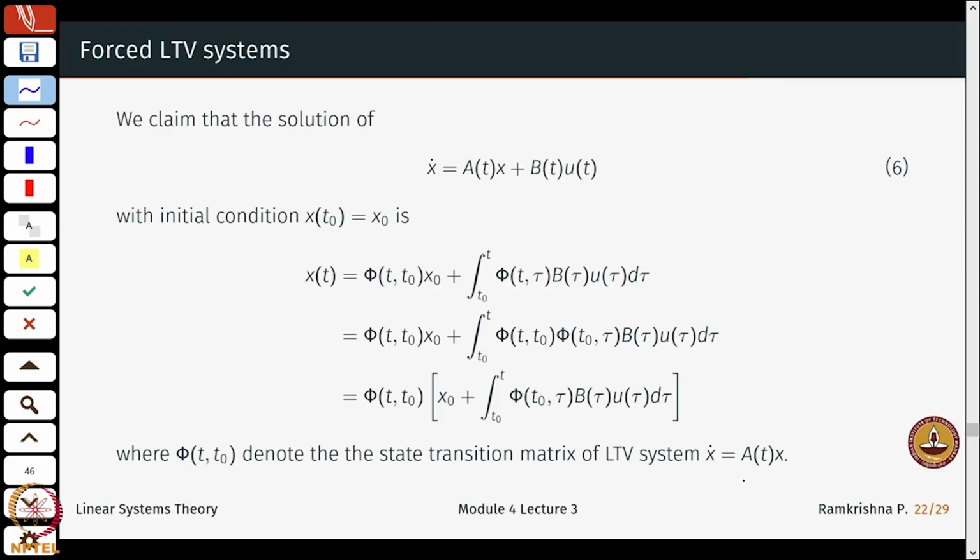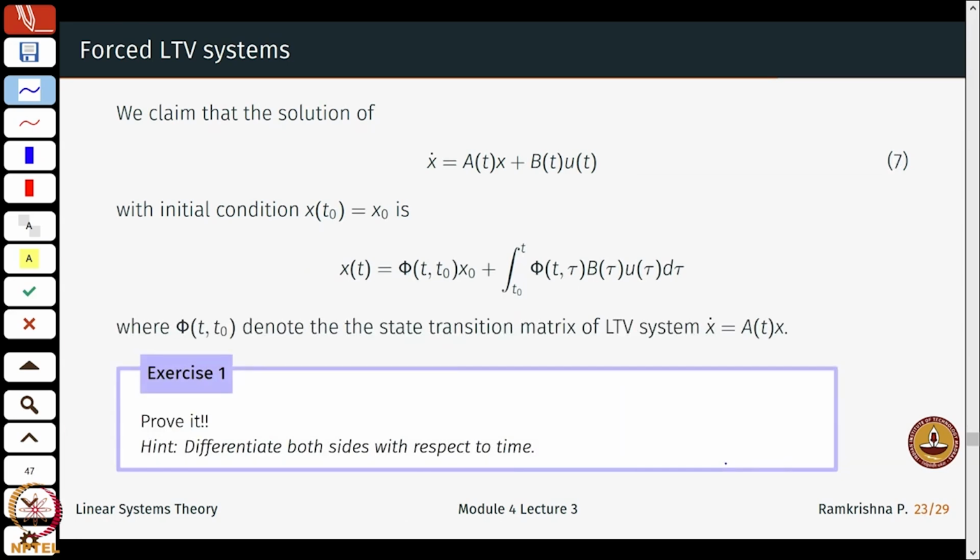So, the obvious way to look at it is a simple extension, and much of the steps here will be similar to the previous lecture, when we were looking at forced LTI systems. Most of the things remain the same. So we claim that the solution to this forced LTV equation, where now B is also varying with time, is given by this expression. You can do these steps and arrive at this. And again, phi(t, t0) denotes the state transition matrix of the system x dot = A(t) x.